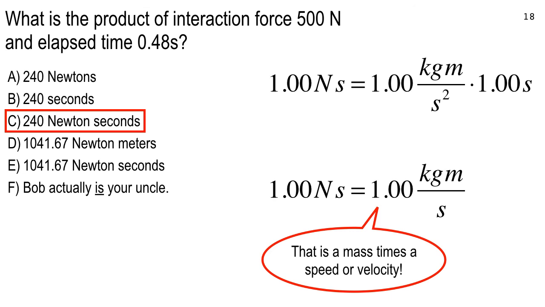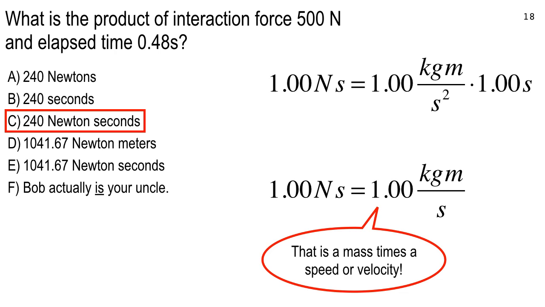Now, there's no fancy name for kilogram meter per second. That's just what it is. Yep, F delta T is equal to kilogram meter per second, because F is a Newton and delta T is a second.